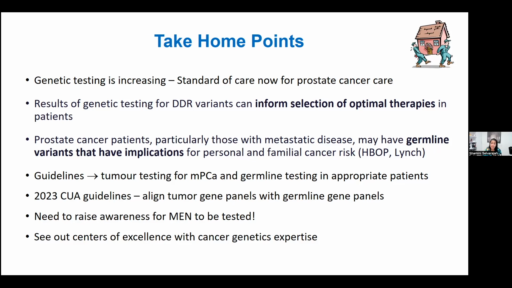And there is a really big need to raise awareness for men to be tested. Now, I know from speaking with my clinical colleagues, one of the biggest challenges is to get men to be tested. Historically, there's been such a focus on genetic testing for breast and ovarian cancer. And unfortunately, men get left behind. So it's important for men to understand that the implications for them and possibly their families is important enough to get testing done. And then if you can, seek out centers of excellence with cancer genetics expertise, because this is a rapidly changing field. So we're hoping that with dissemination of new information as well as opportunities that might be available, the outcome for patients and their families can be improved.